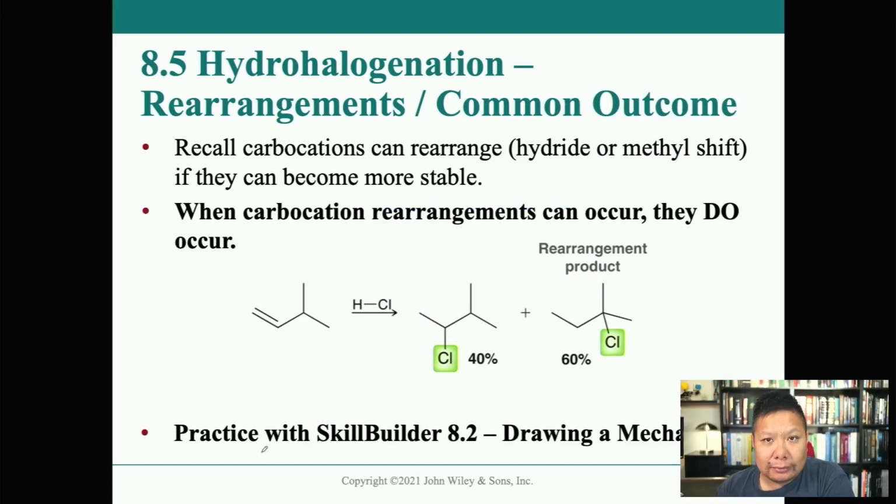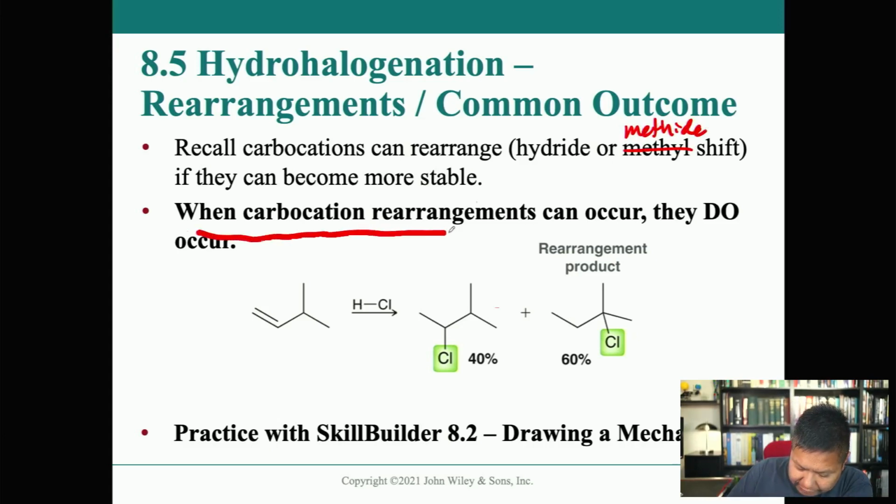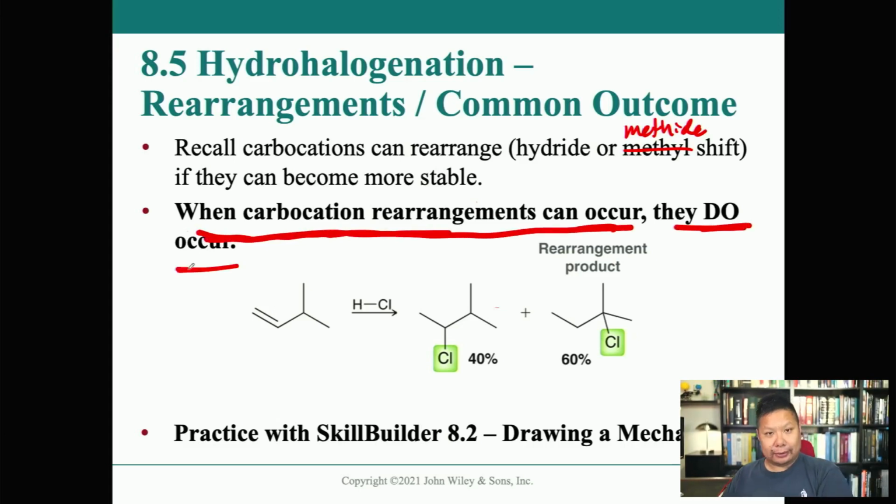So recall, oh, they did it again. It's methide. I like saying methide. Methide shift, right? When carbocation rearrangements can occur, they do occur, right? They do occur, okay? So this is just literally showing you the percentages of the last reaction that we just did, right?